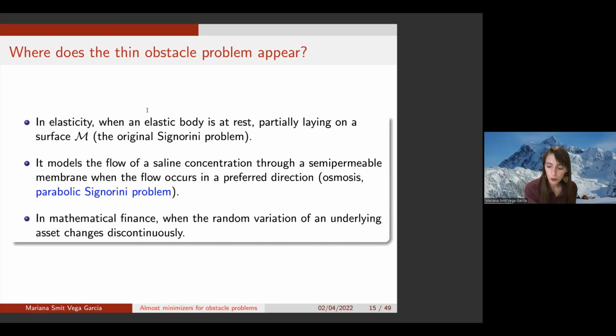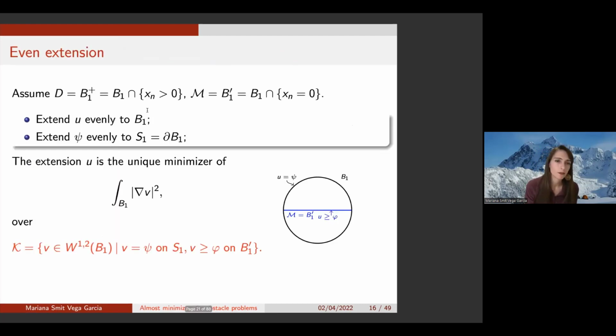So where does the thin obstacle problem appear? First of all, this was developed by Signorini. That's why this is called the Signorini problem as well. And he posed this problem in the context of elasticity. So if you have an elastic body at rest, laying on a surface M. It also models the flow of a saline concentration if it's going through a semi-permeable membrane. This is in the context of osmosis, in the context of the parabolic Signorini problem. And it can also model the random variation of an underlying asset that changes discontinuously in the context of American options. So it has some applications in math finance.